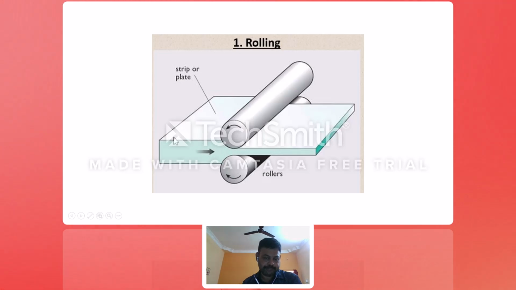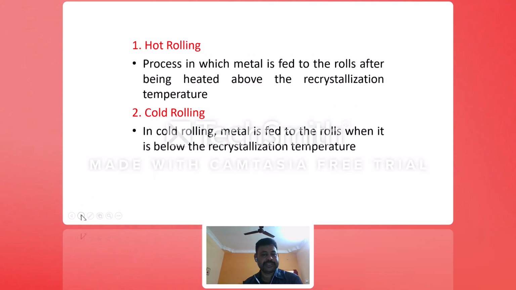If you are inserting a hot workpiece in between the rolls, hot metal into the rolls, then it is called hot rolling. If you are inserting a cold workpiece, it is called cold rolling. So the process principle is like this. If you want to reduce the thickness, reduce the diameter, or make any specific shape, these are all possible by using rolling.